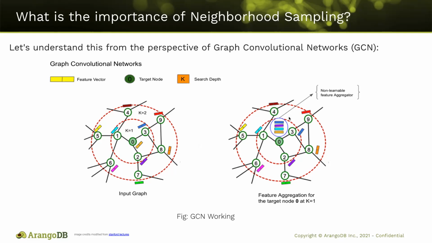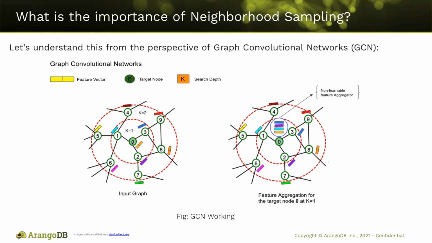So at K equals 0, GCN initializes all the node embeddings to their original feature vectors. The original feature vectors could be text feature embeddings or node degrees. So all of these nodes are represented by their original feature vectors. Now let's say we want to compute the embeddings for the target node 0 at layer K equals 1. Then what we do is aggregate all the feature vectors of nodes, including itself, which are at 1 hop distance from node 0.